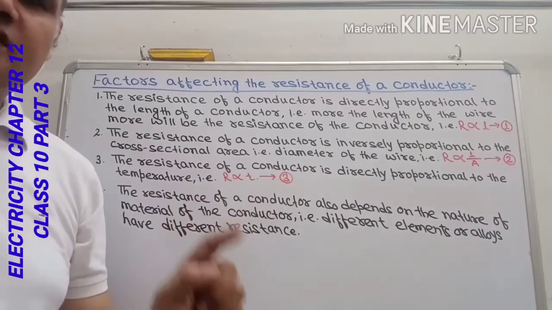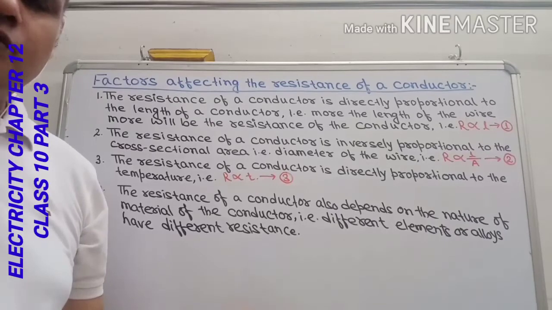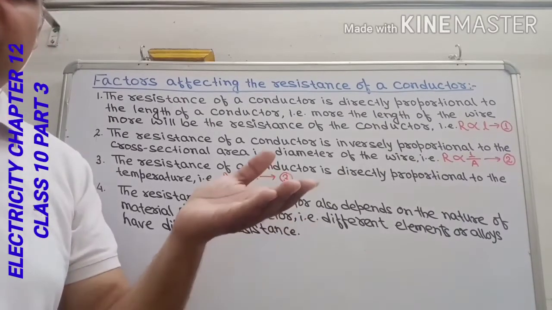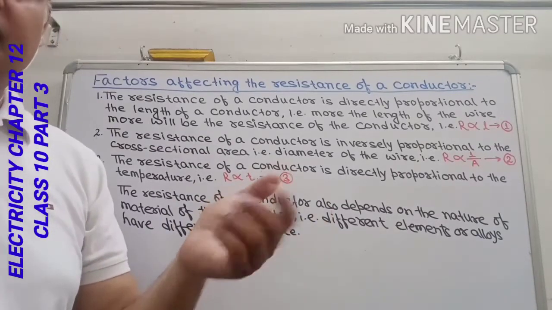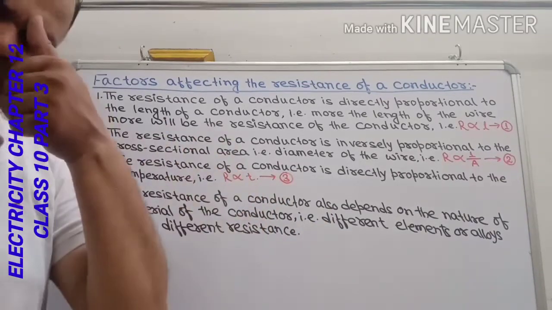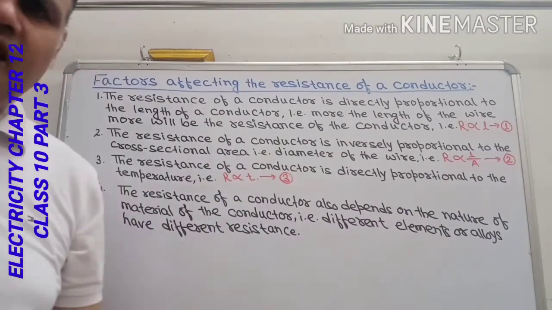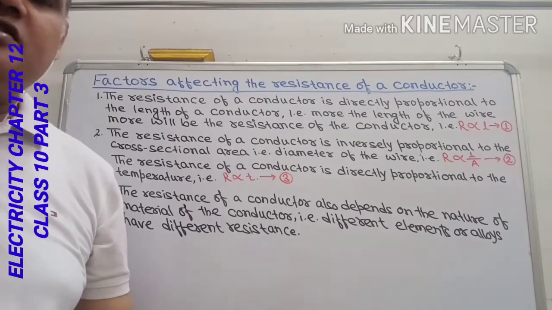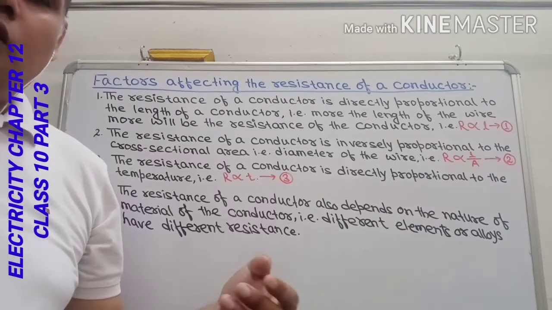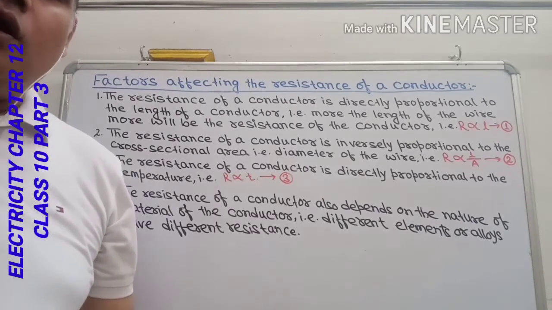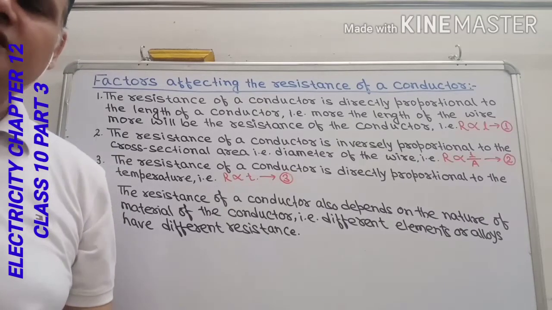Third point, the resistance of the conductor is directly proportional to the temperature. That means whenever the temperature of the conductor increases, the resistance of the conductor also increases. And the fourth point is that different conductors have different resistances. That means it depends on the material it is made of. For example, iron, copper, silicon, carbon, or different elements have different resistances.